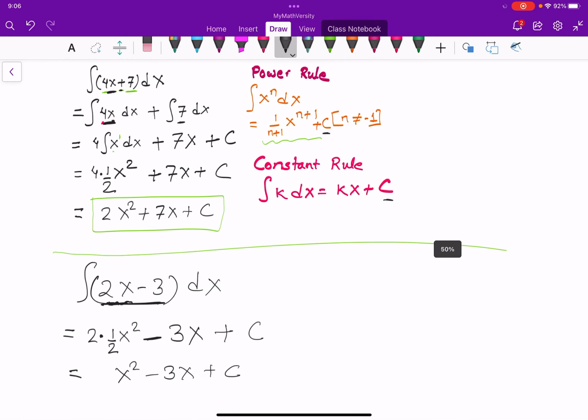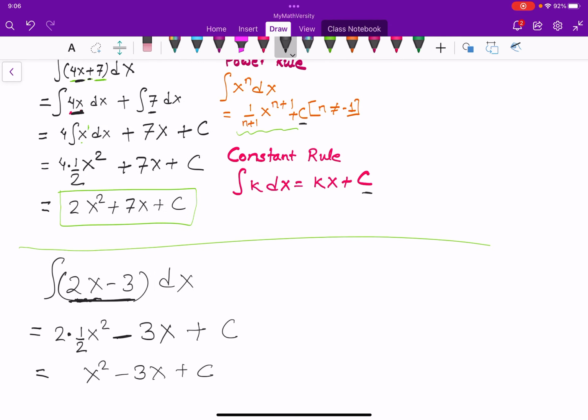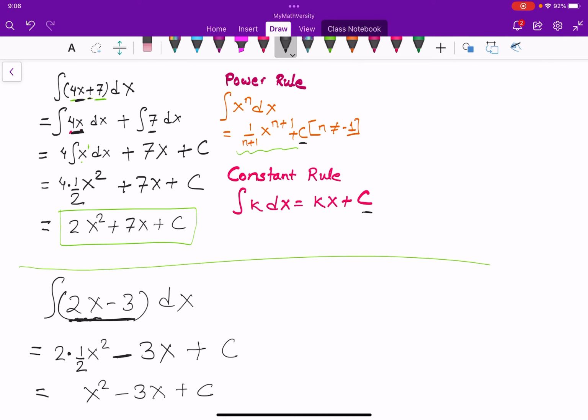Alright, I hope that by looking into these two examples, you get an idea how to find the antiderivative of this type of function.